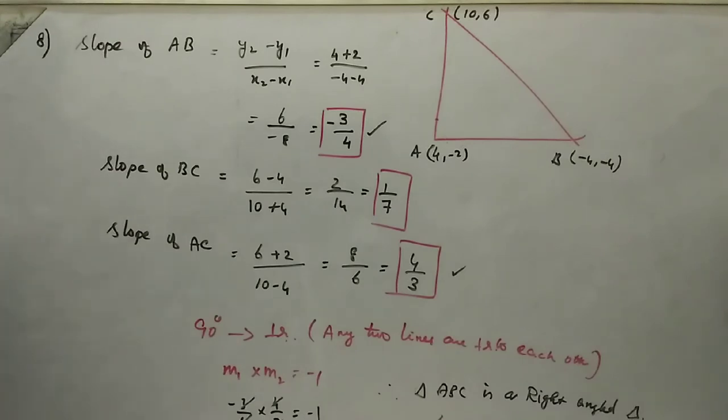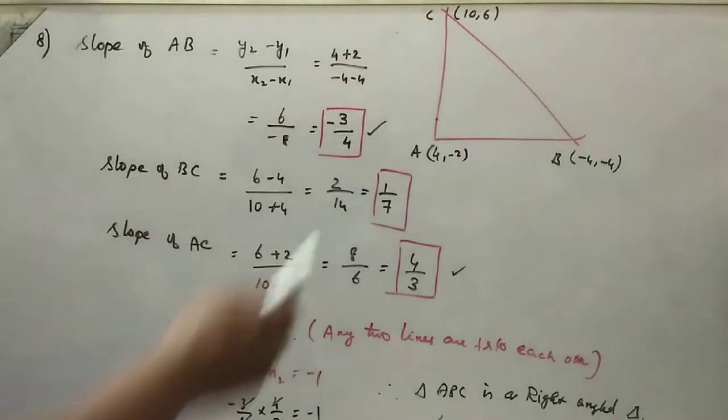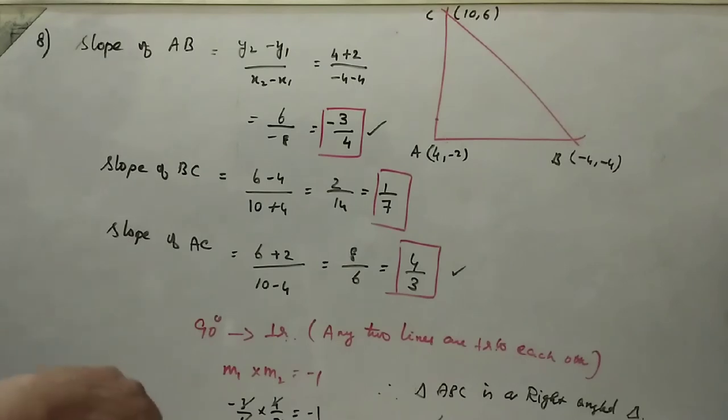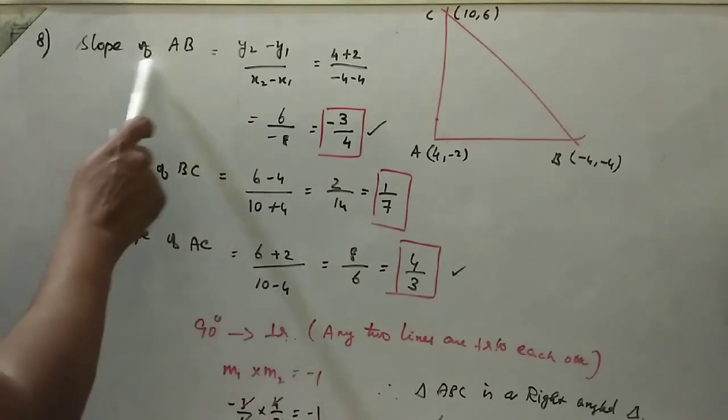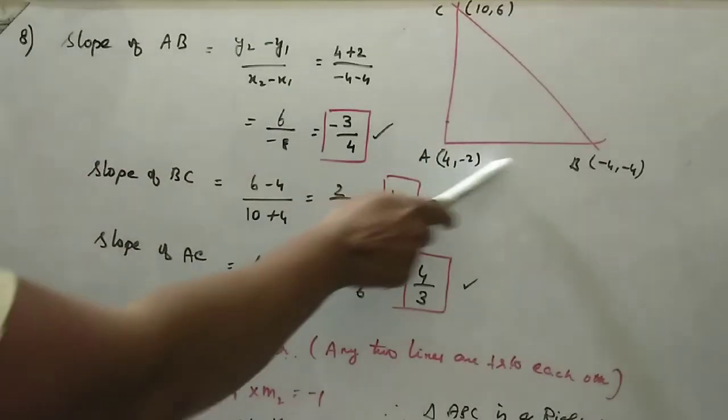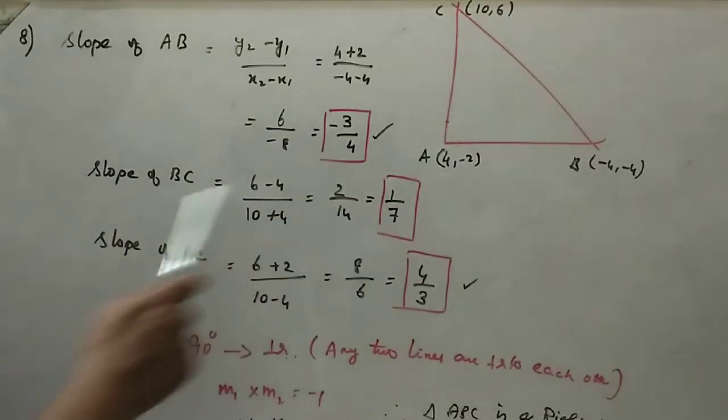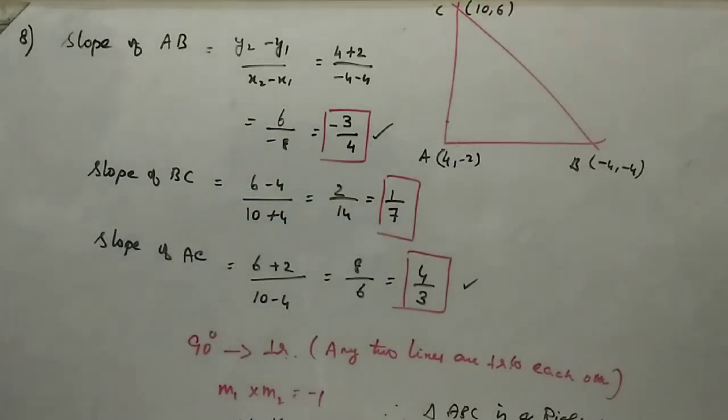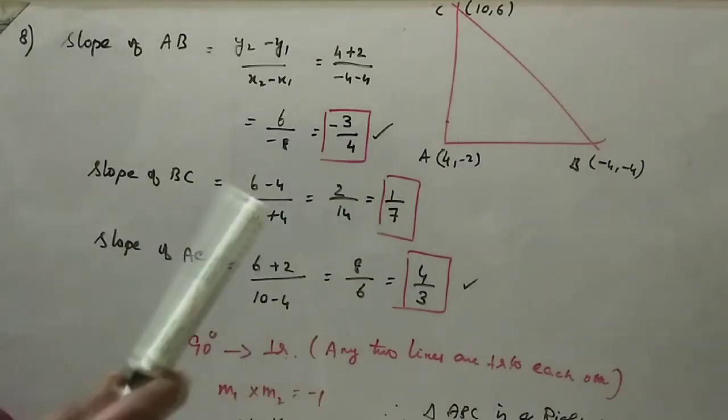Given question number 8. Without using the distance formula, show that the points A, B, C are the vertices of a right angle triangle. Right angle triangle. So take slope of AB, then slope of BC and slope of AC. We have to take. And they said right angle triangle.